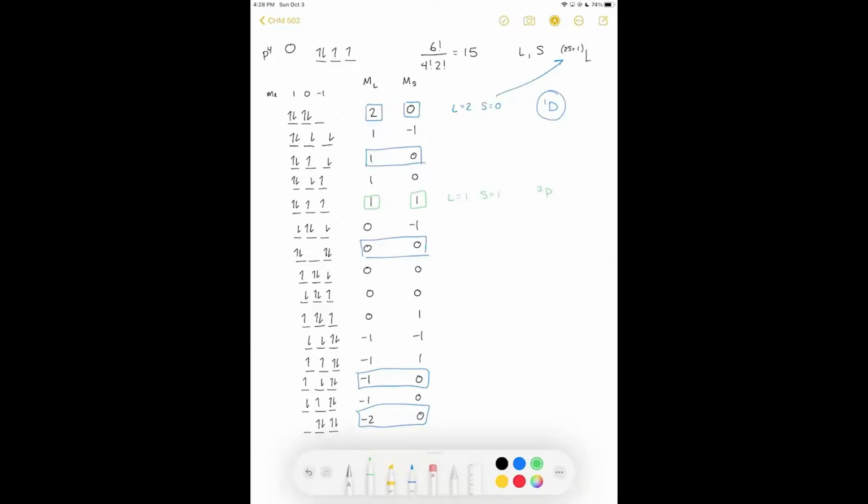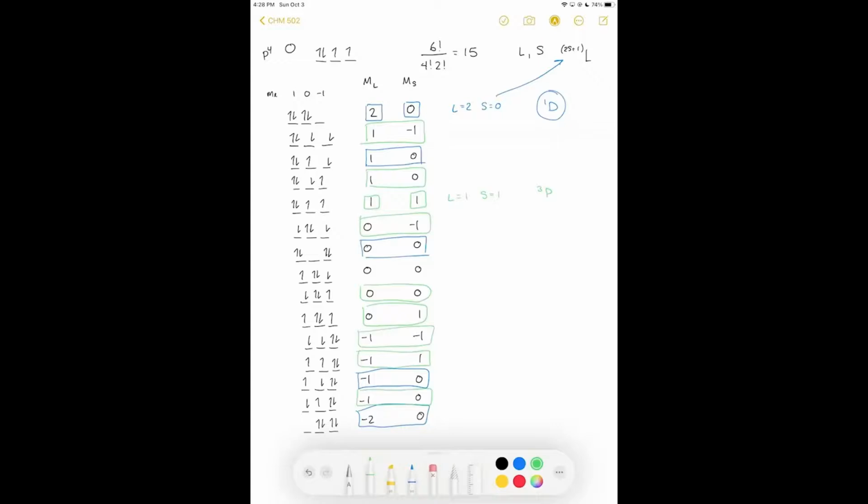So what we need to do then is find states that have L equal to 1, 0, and -1, and M sub L equal 1, 0, -1, and M sub S equal to 1, 0, -1. So here we have a 1, 1. Let's find a 1, 0, and then we have a 1, -1. And then we look for a 0, 1. So here we have our 0, 1, our 0, 0, our 0, -1. And then we should have a -1, 1, a -1, 0, and a -1, -1.